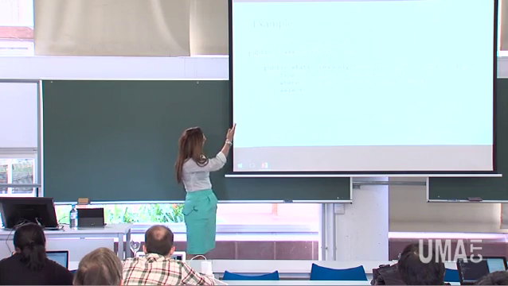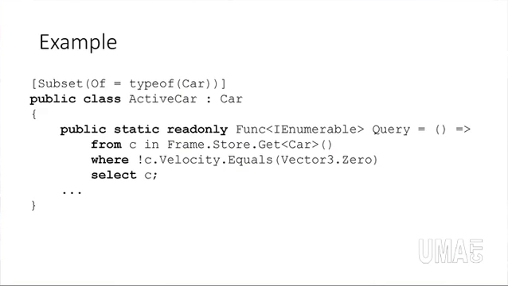So active car, basically we're designing a little language using attributes. We're doing it both in Python and C#. This is the attribute saying a subset of car, and this is the predicate. Okay, it's a query. So get me all the cars where the velocity is not 0.